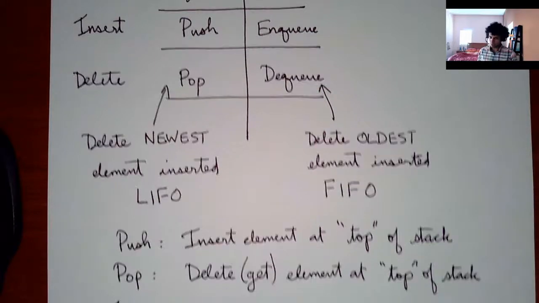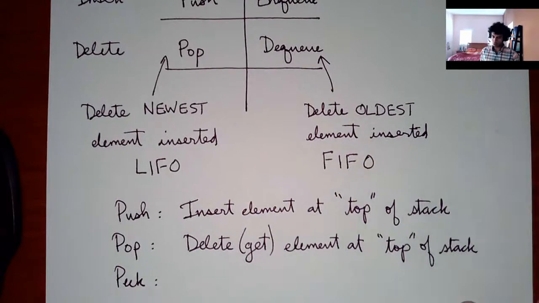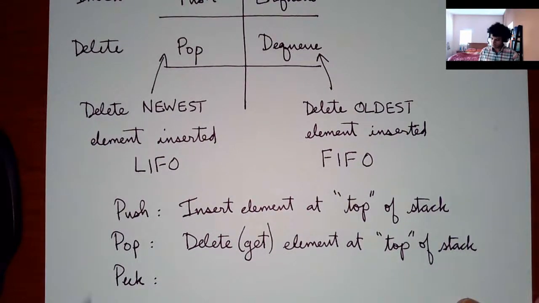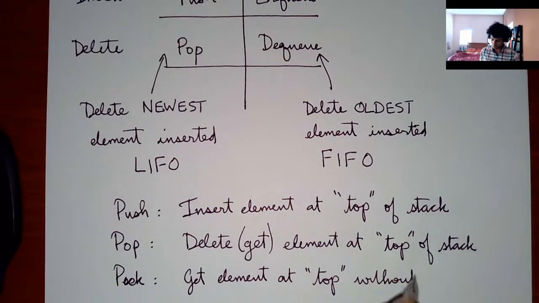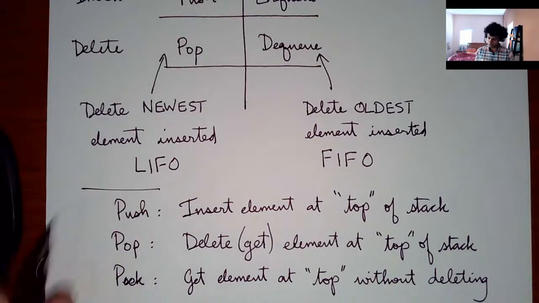And sometimes you'll see often a peek operation. And so peek just is get element at the top without deleting. The common ones are push and pop. Sometimes you'll see a peek. So this is what happens in a stack.